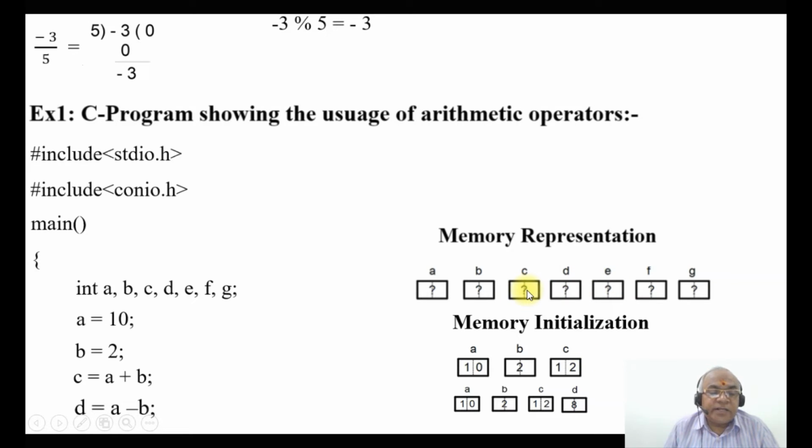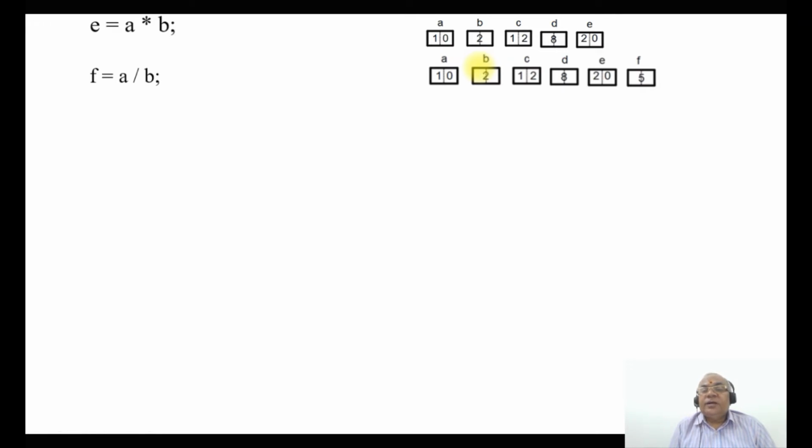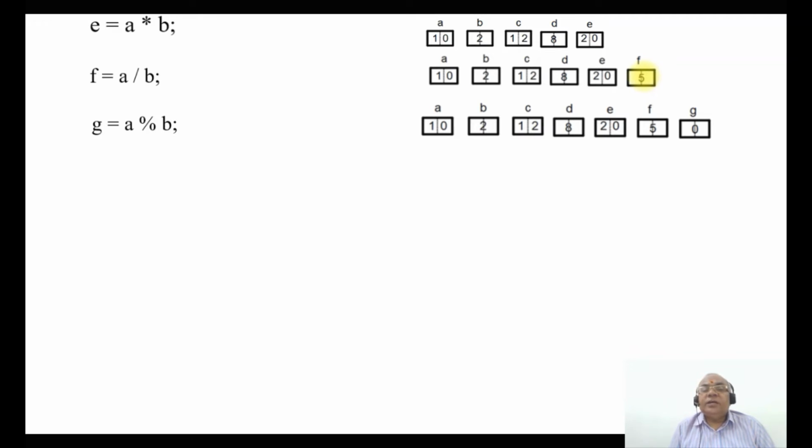So as and when you are trying to execute, this memory representation keeps on filling up. Then when you come to e, e is equal to a star b, which is 10 into 2, will become 20. f is equal to a by b, so 10 divided by 2 will be equal to 5. So f will be having the value 5 in its location. And g is equal to a % b, that is 10 % 2, which will be equal to 0. So you get the value of g as 0, and you can see the memory location here as 0.